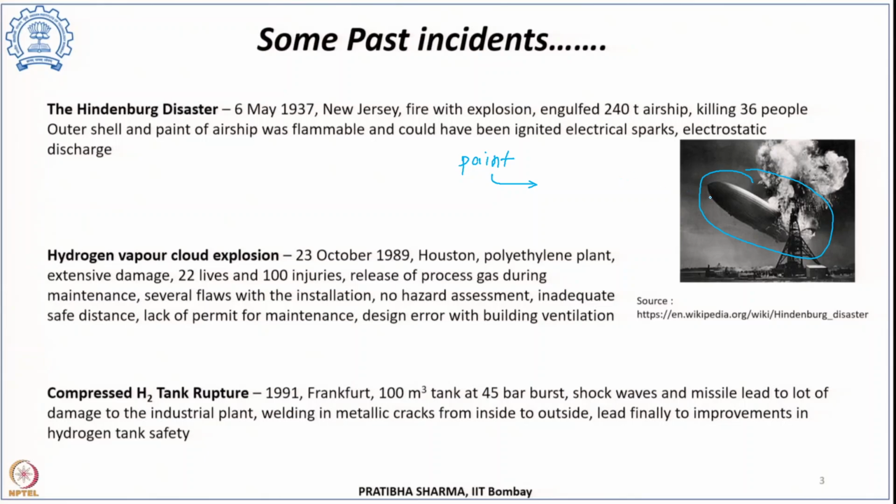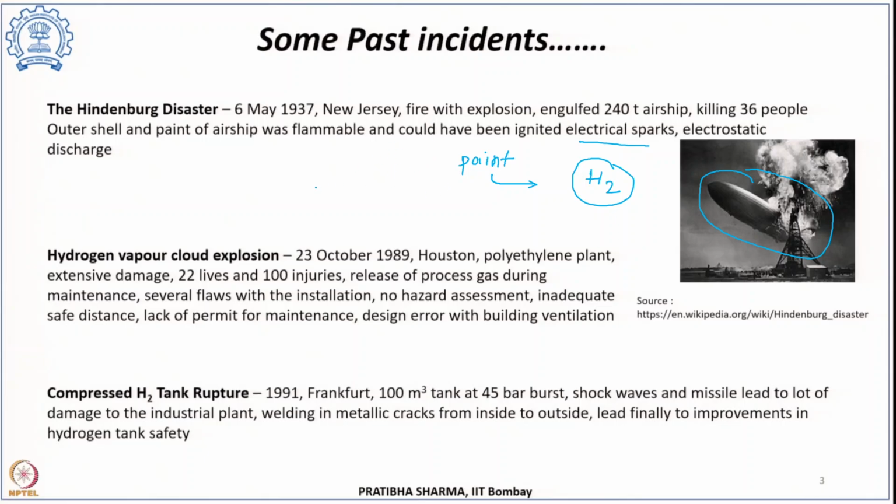Then what happens is the electrons accumulate over the paint surface of the airship. Due to the high electrostatic energy, suddenly one electric spark is generated, and this spark is enough to ignite the hydrogen inside. In this way the failure occurred. This is called the Hindenburg disaster.